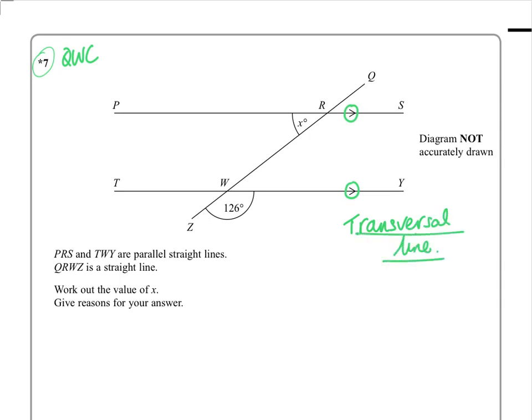That's just for your information. And it says, work out the value of x, give reasons for your answer. Well, first of all, we can see here we have alternate angles. And I remember that because I go alternate. It's got 3 syllables and there's 3 strokes to the angle. So 1, 2, 3. That's how I remember it.